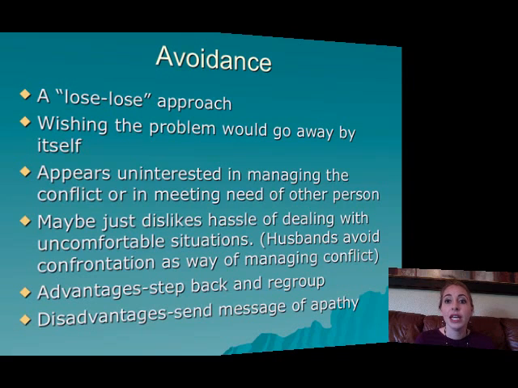And in reality, the impression then is that you're not interested in addressing it or meeting the needs of the other person. Now, you do have an advantage in avoidance because it gives you a chance to step back and regroup. However, if you step back and regroup and never take it any further, it's not an advantage. You have to have follow-up after that. A disadvantage, obviously, is sending the message of apathy. You just don't care. I'm going to just pretend it doesn't exist and move on.